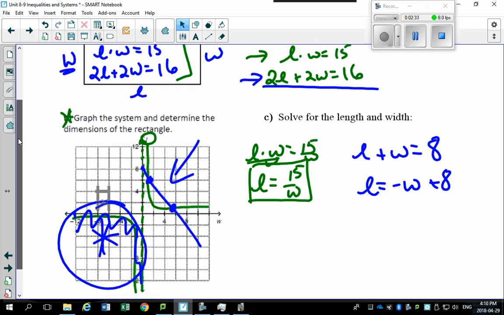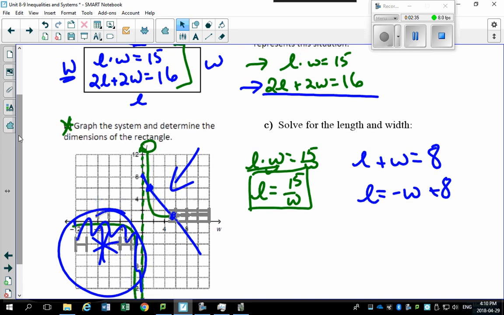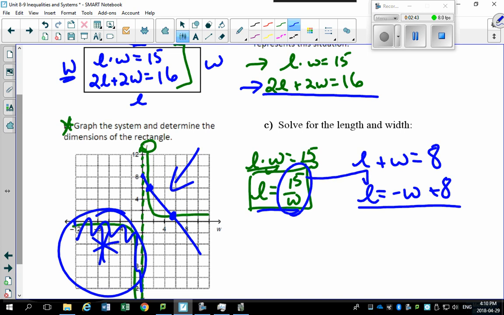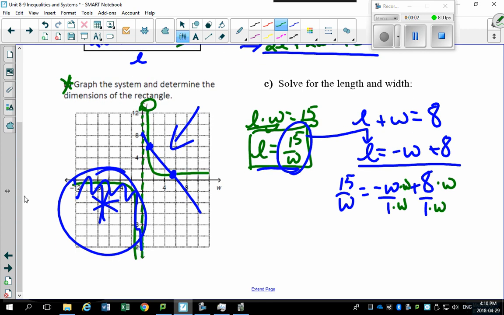But you know what? I'm going to show you something a lot easier. If you noticed here, I've got my length and I've got this going already. So all I have to do is substitute. I'm just going to substitute that right in. This gives me 15 over W equals minus W plus 8. Look at that. All of them have to be over 1. Common denominators, right? Boy, does this ever look familiar. Oh my goodness. Look at this. You end up getting, check this out.